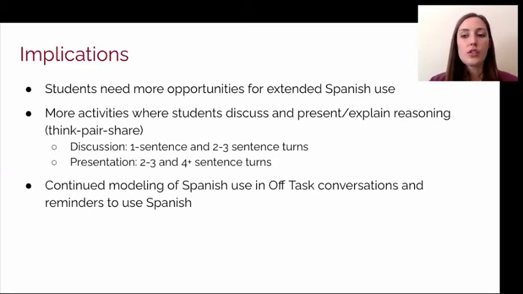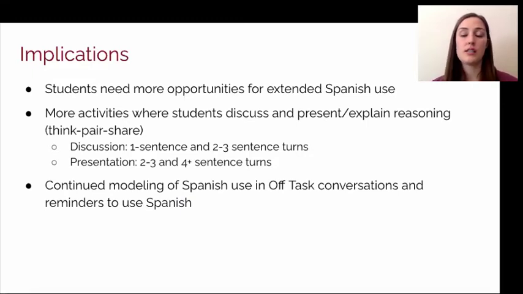Also, the structure for this math class is 2 minutes of group work for every 1 minute of teacher-fronted time, and this seems to give students a good opportunity to engage in more conversation and longer turns for a large portion of the class. Another way that the teacher could promote even more extended Spanish use is by offering opportunities for students to discuss topics or specific problems in pairs, and then share their results and explain their reasoning. So maybe a think, pair, share format.